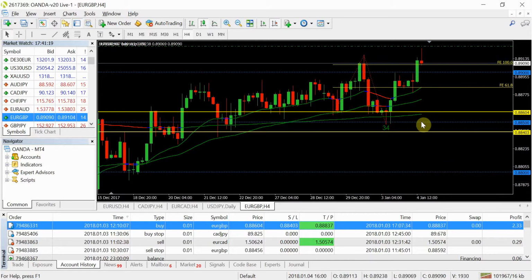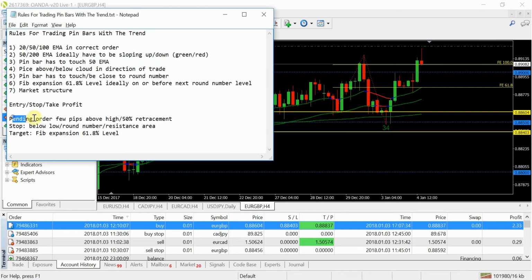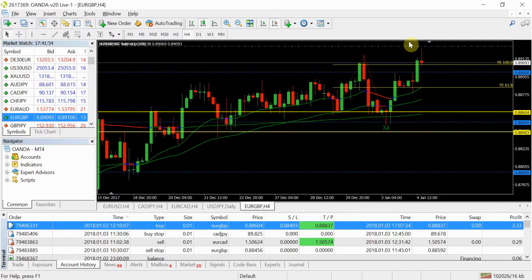And you could have gone to 100, but those were kind of my logic in terms of trading the pin bars. So either do a pending order a few pips above the high or low, or 50% retracement of the pin bar. Stop below low, round numbers for resistance area. So like I mentioned, target is the 61.8 fib level for fib expansion. So that's the logic that I'm going through to trade these things.